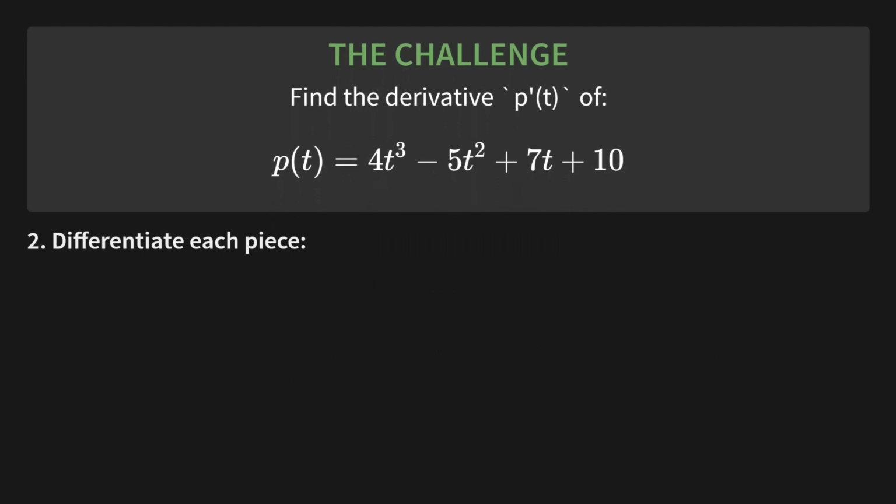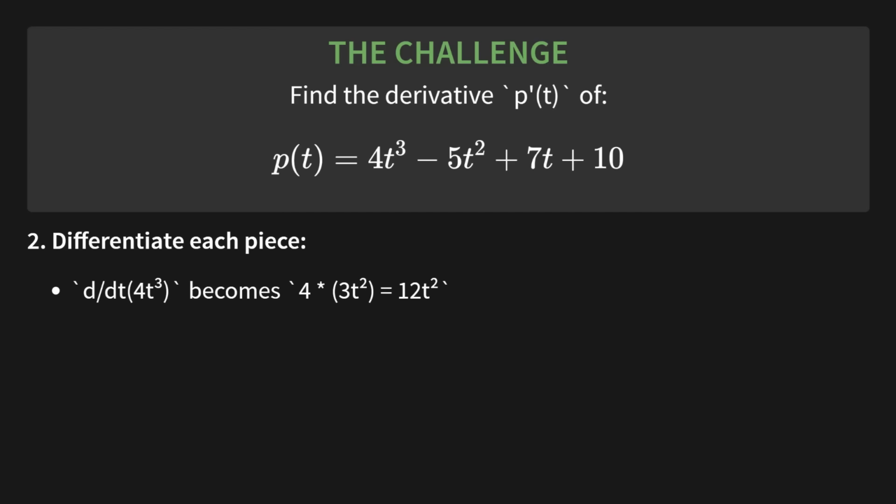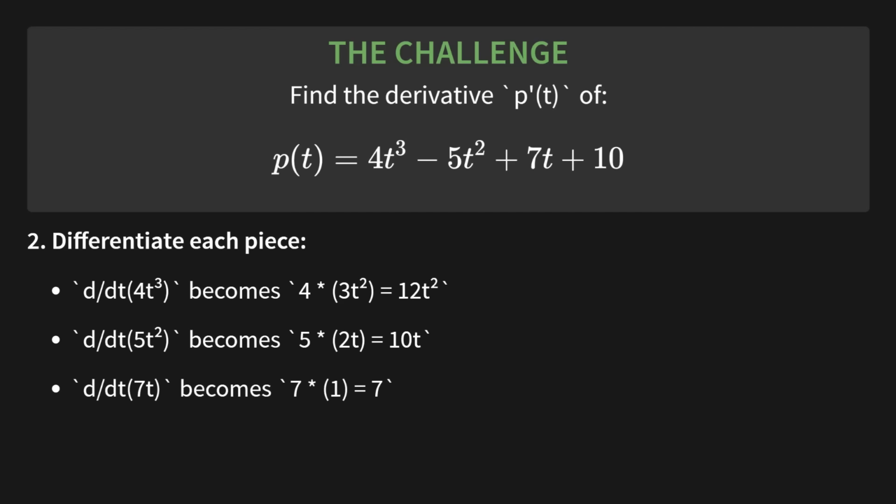Step 2, let's differentiate each piece. The derivative of 4t cubed becomes 4 times 3t squared, which is 12t squared. The derivative of 5t squared becomes 5 times 2t, which is 10t. The derivative of 7t becomes 7 times 1, which is just 7. And the derivative of the constant, 10, is 0.